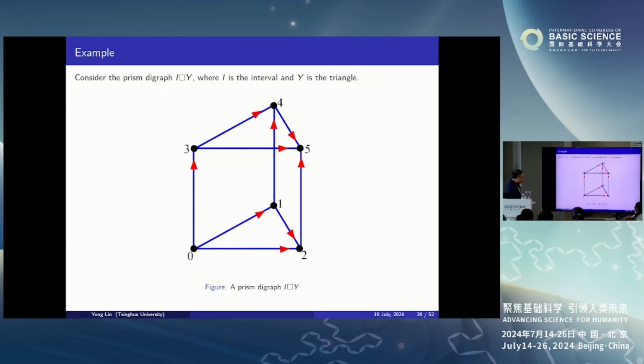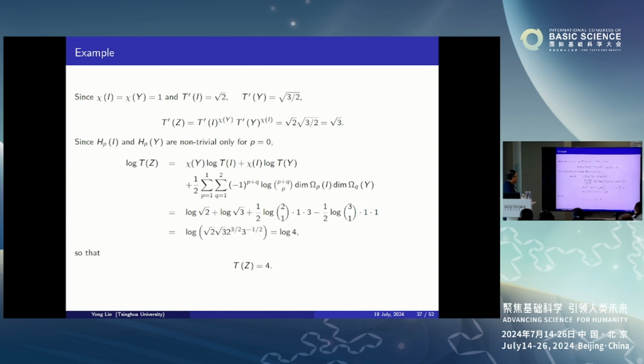Here is an example for this prism digraph, which is a product of these two graphs, I and Y. I is the interval and Y is the triangle. You can compute the torsion for I, which is the square root of 2, and this for Y is that. Using the product formula, we get this Z. For Z, its torsion is the square root of 3. For the standard inner product, we can also use this formula.